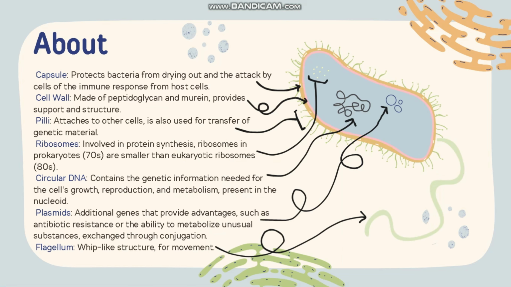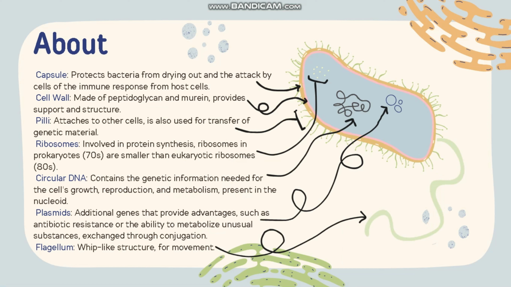Here are some functions. Capsule protects the bacteria from drying out and the attack by the cells of the immune response from host cells. Like if bacteria is infecting a cell and the host cell does something to prevent the bacteria, like attack it, so the capsule will help the bacteria. Cell wall made of peptidoglycan and murein provides support and structure. Pili attaches to other cells, is also used for transfer of genetic material. Ribosomes involved in protein synthesis.